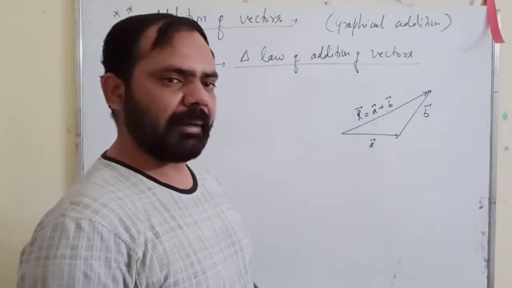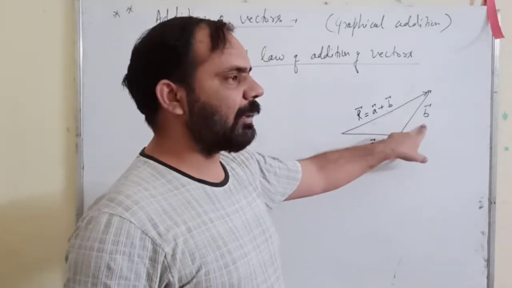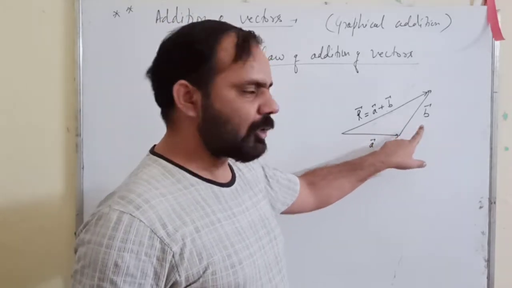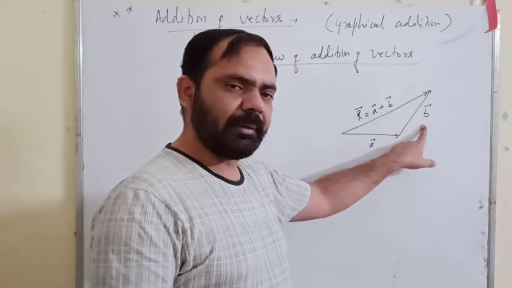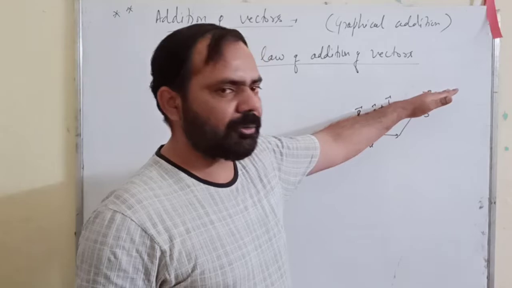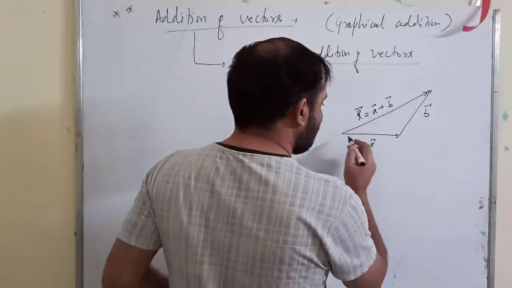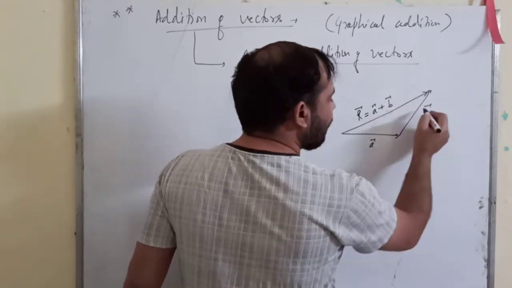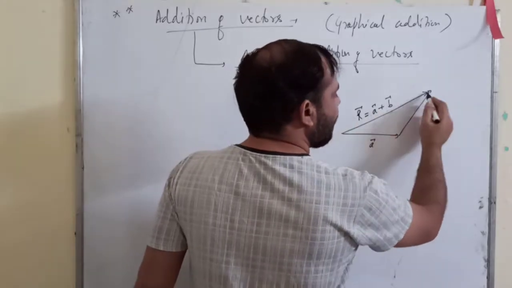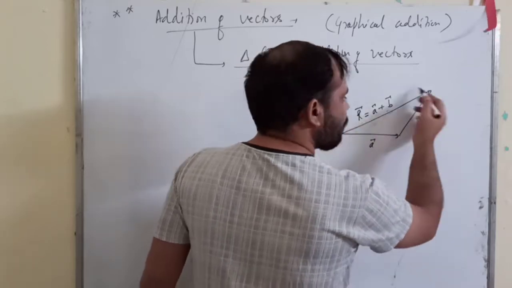Once again, I am repeating the definition: if two vectors can be represented by two adjacent sides of a triangle in such a way that the head of one vector touches the tail of the other vector, then their sum will be represented by the third side of the triangle in opposite direction. Opposite direction means, what is the direction? If you consider the direction for these vectors, it is anti-clockwise. So what is the direction of the sum? It is clockwise.